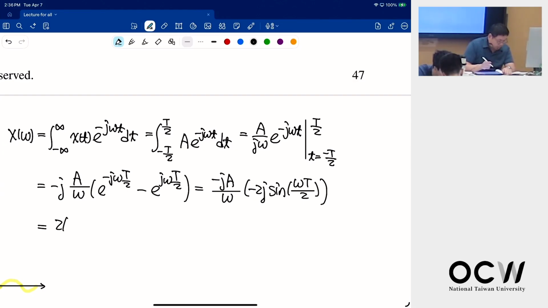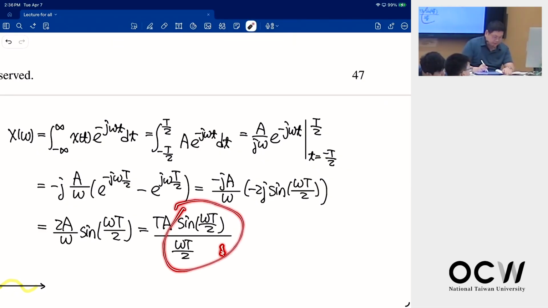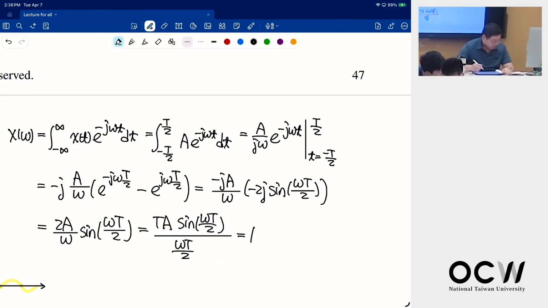Which is 2A over omega times sine omega T over 2. And we want to write it as a sinc function, so we have A T sine omega T over 2, and in the denominator we also need the omega T over 2, because this is a sinc function. So that's why we have T here. Okay, so here we have the magnitude A T and a sinc function.